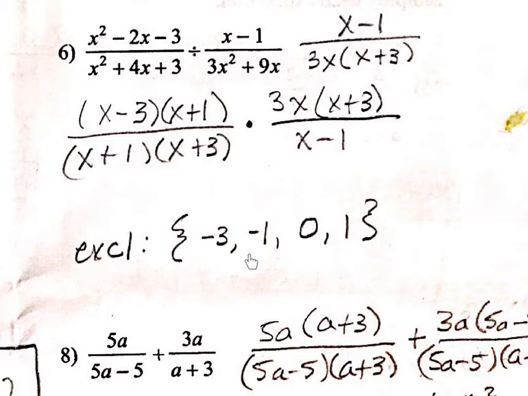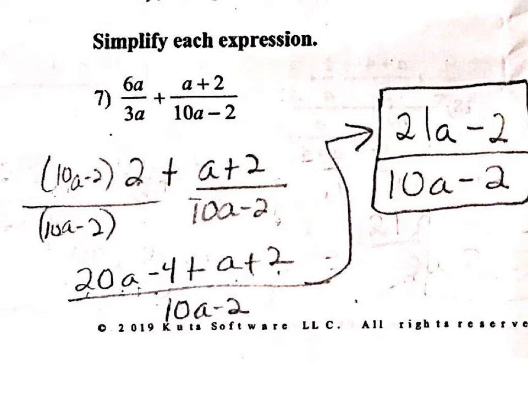So I've got both of those listed here. In addition to those, we have to include this -1 and this -3. So we have a -1, -3, and that's it. Those are our excluded values. All right, problem 7 says simplify each expression.